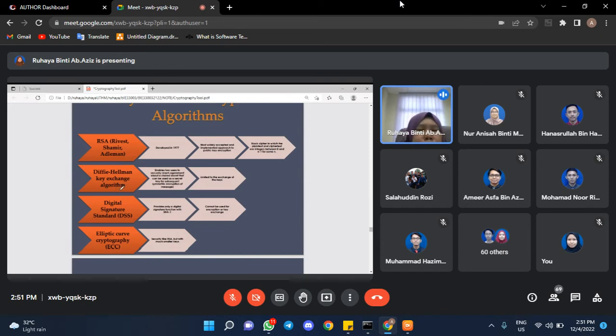And then we have what we call Diffie-Hellman key exchange algorithm, and digital signature. This one is an application that uses a combination of public key, private key, and hash.